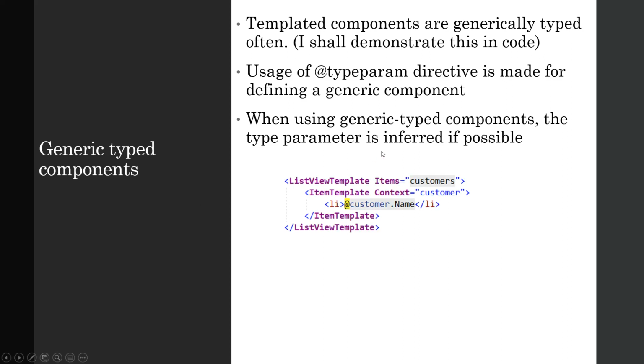So we'll be having code like this. Here it is inferred: Items is customers, and the item template context is customer. That will be soon clear when we now switch over to Visual Studio.